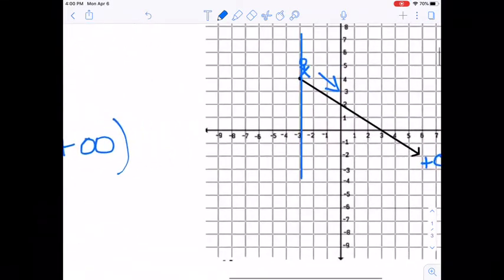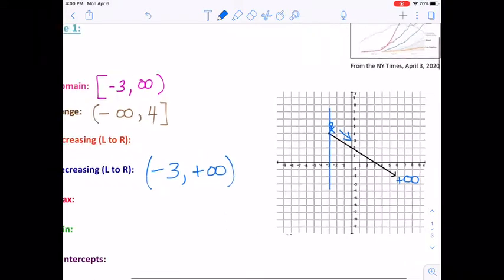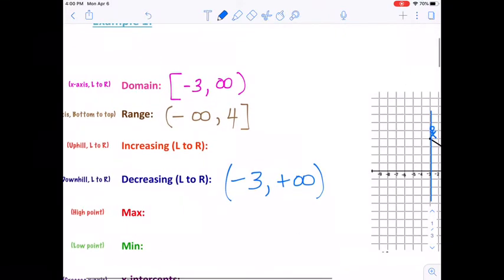This particular graph is not increasing at all. Notice it never goes uphill when you're going from left to right. So the increasing range is none.